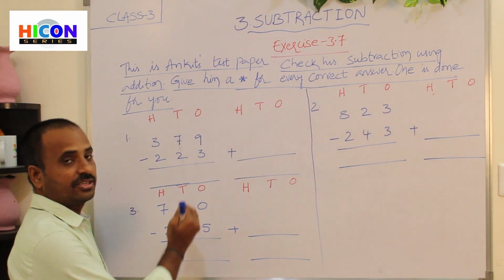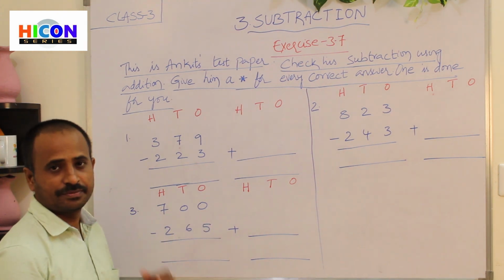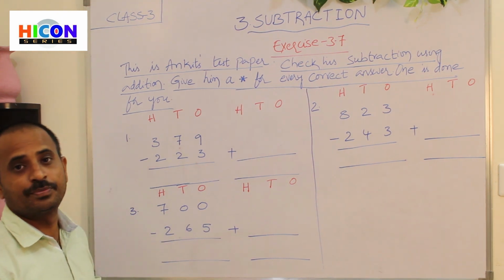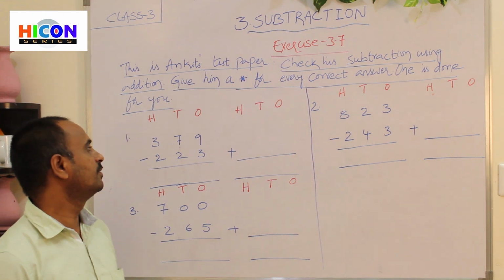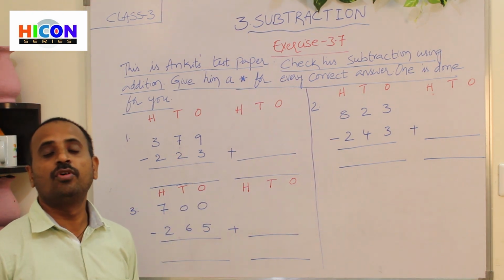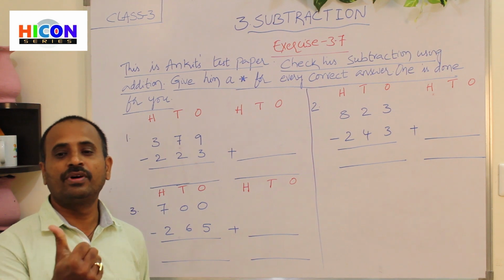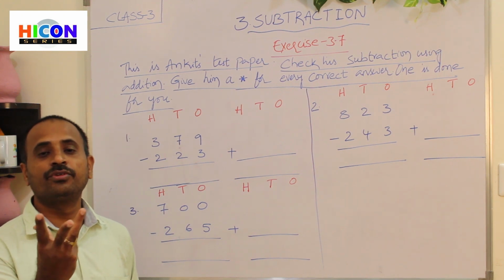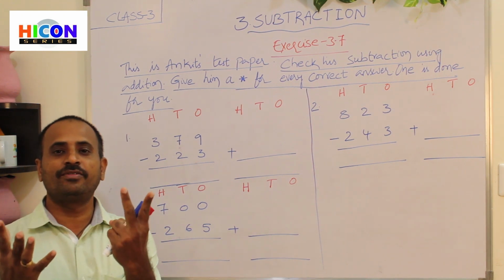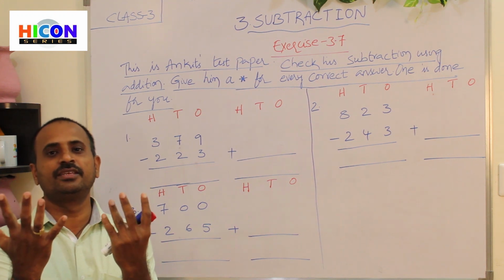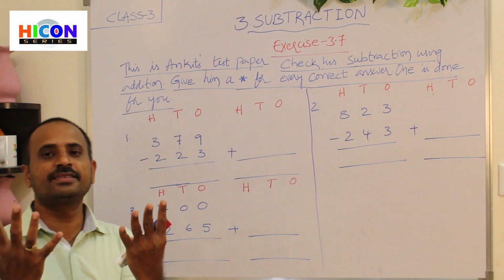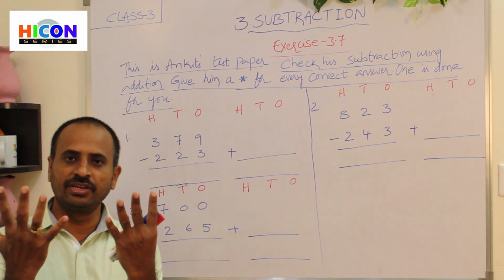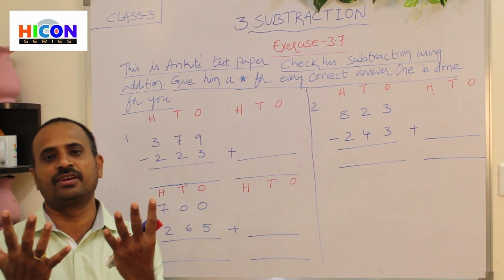So children, let us start the subtraction from ones place. What are the digits present in ones place? 9 and 3 are present in ones place. So what is the first number? 9. So open 9 fingers of your hand. 1, 2, 3, 4, 5, 6, 7, 8, 9. Children, these are the 9 fingers. What is the second number in the ones place? 3 is the second number. So close 3 fingers among these 9 fingers.